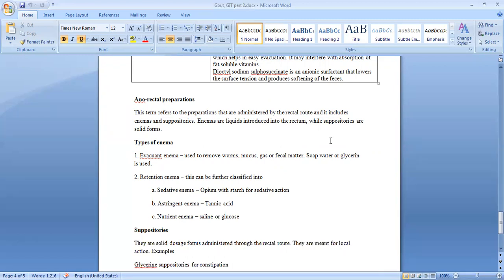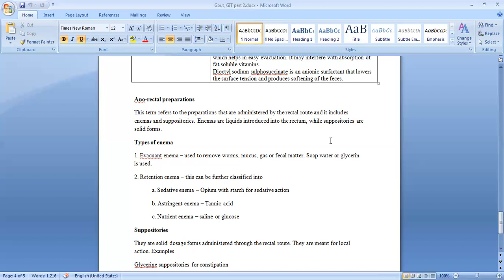Sometimes small babies are not able to swallow a tablet or a syrup. So you can use a suppository. For example, you even have paracetamol suppositories available, small sized suppositories, which can be introduced in the rectum of the baby to help reduce fever. So when we can't use the other routes, then for localized action or sometimes for systemic action, we make use of the anorectal preparations. Enemas, as we said, are liquid in nature.